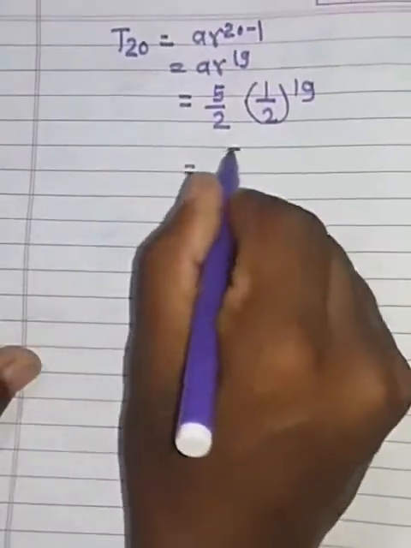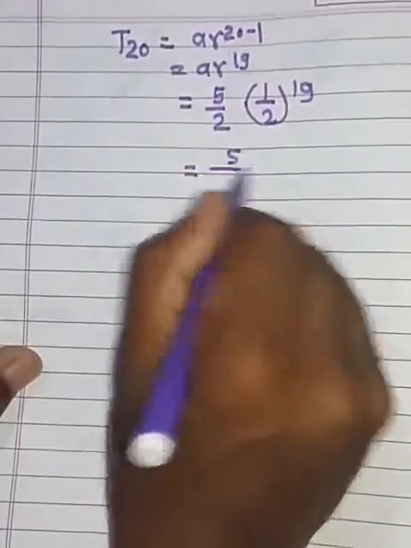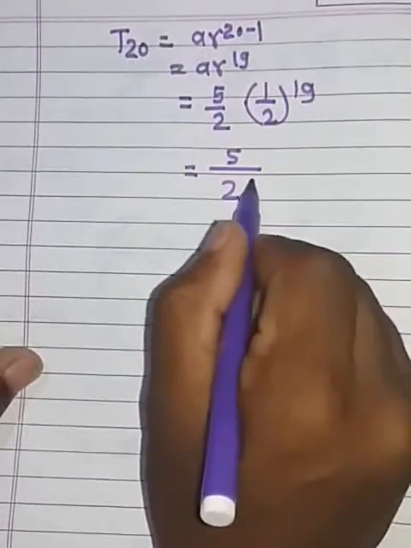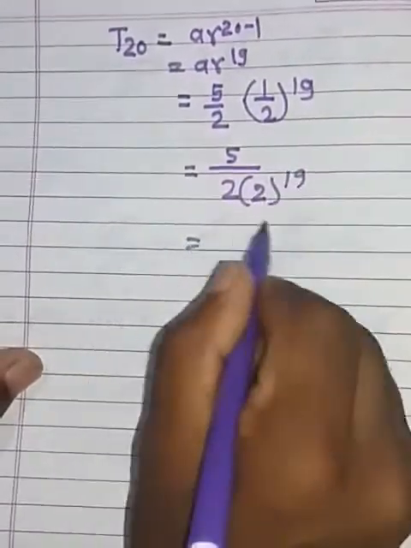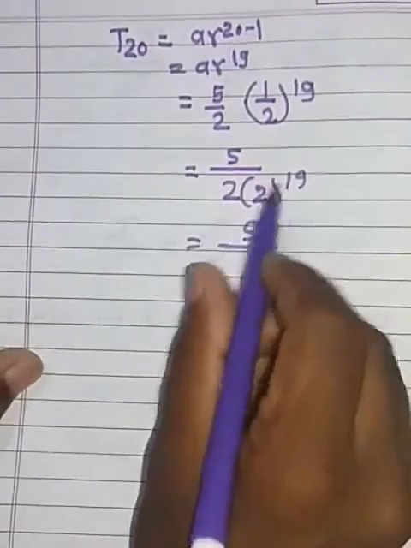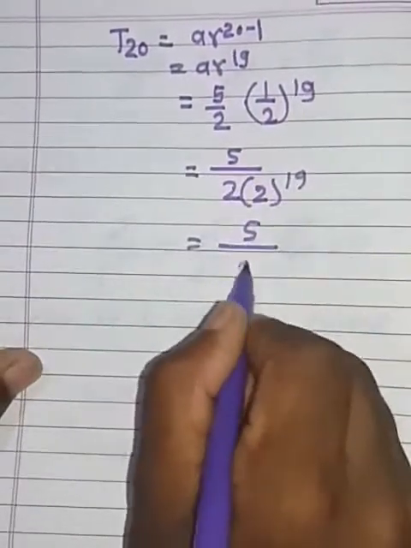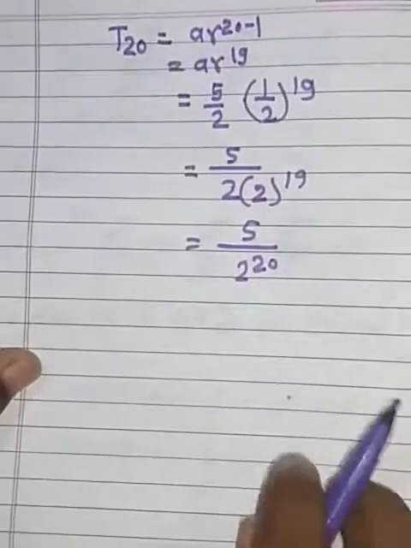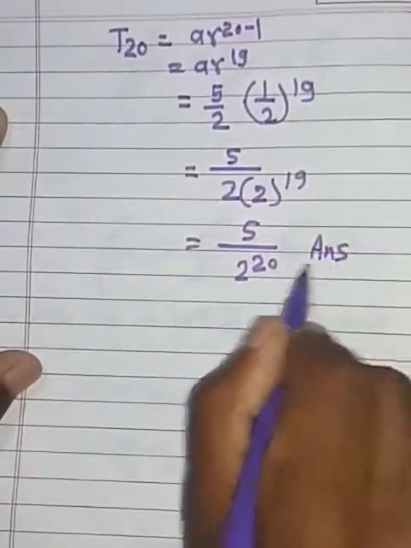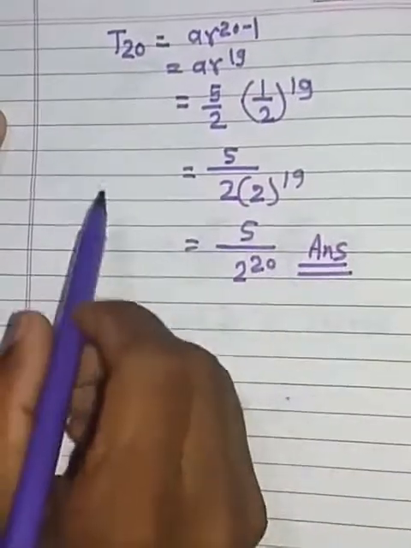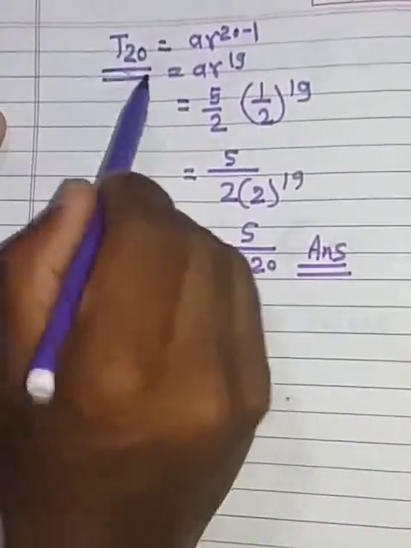This we can write 5 upon 2 into 2 to the power 19, and we will add this 1 power and 19 power, 2 to the power 20. This will be the answer for question number first for the T20th term.